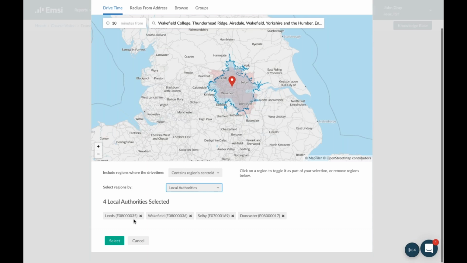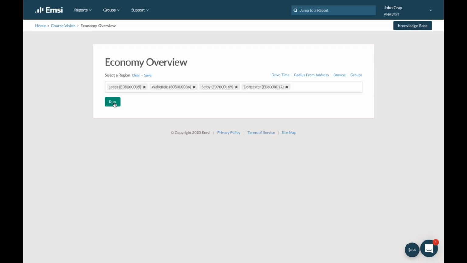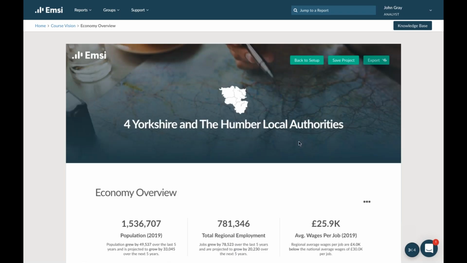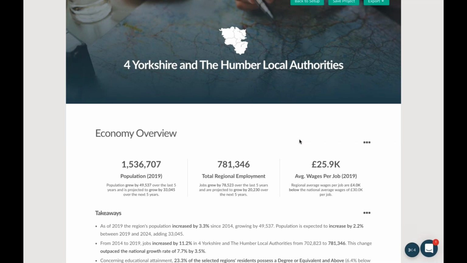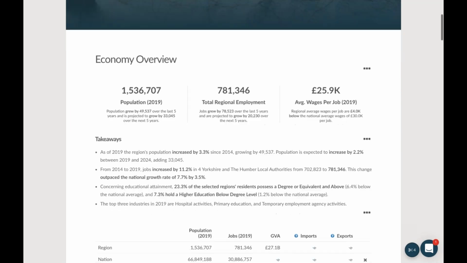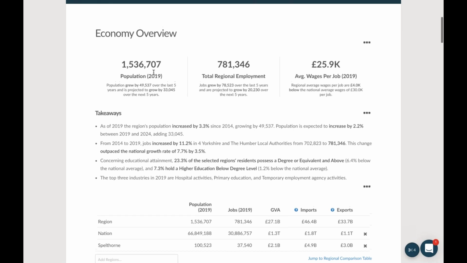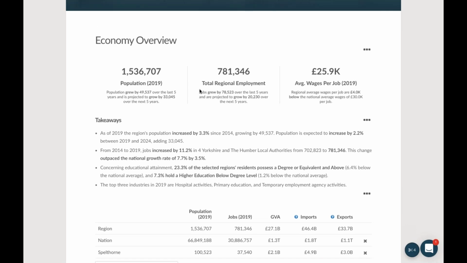What we could then do is work our way down, run another economy overview report, and this time just select Wakefield. So you get the idea there. So I'm just going to run that report. So what we can see here then in the economy overview report, we're looking at an overview report for 4 areas in Yorkshire. We can see the total population. As I mentioned earlier, this is now 2019. If you'd run this report a few weeks ago, it would have been 2018. Total regional employment, and average wages.